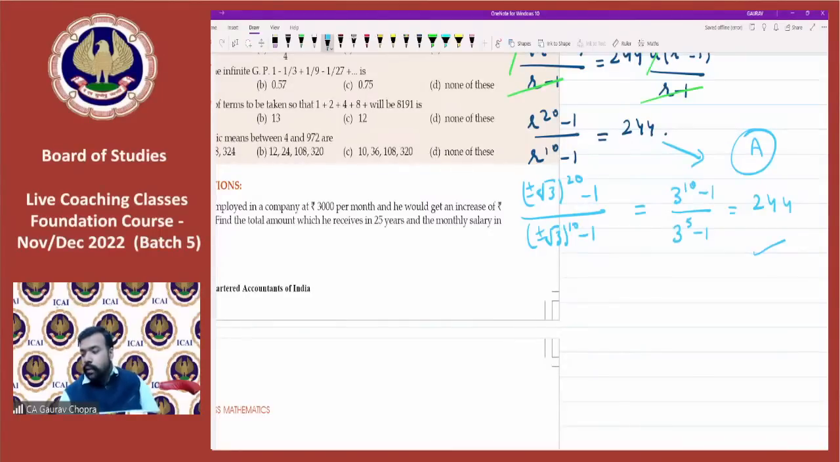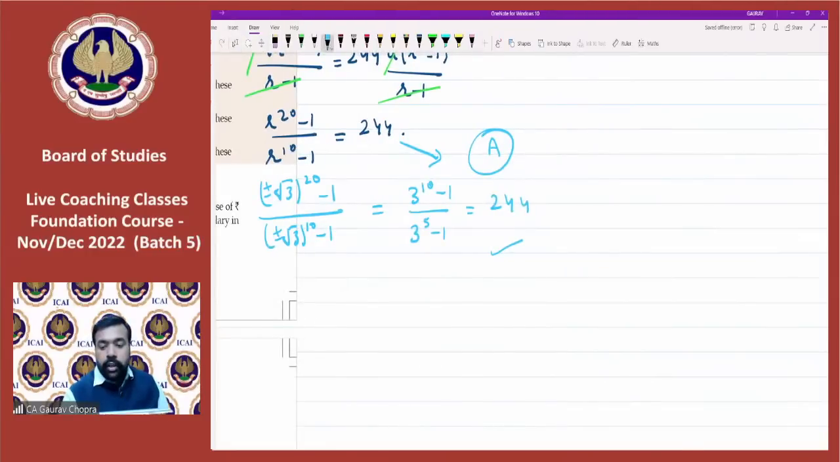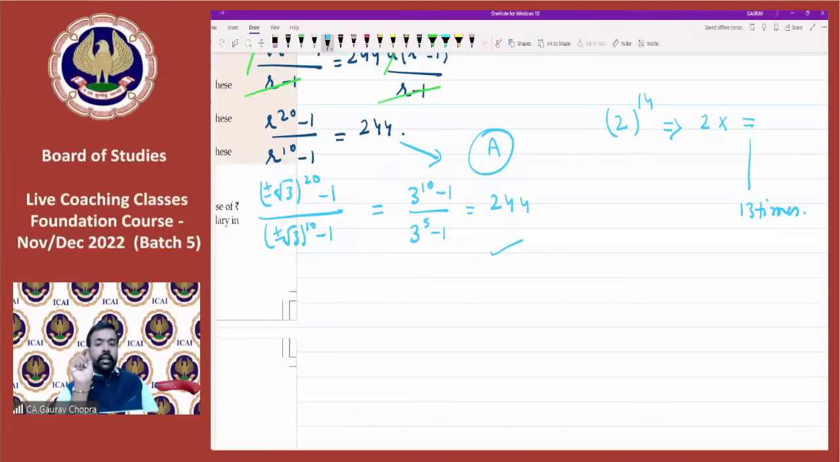Kanishka is asking how to calculate 2 to the power of 14 easily. See, I have told you this trick earlier also in the chapter time value of money. Whenever we have to calculate the power, you use the calculator to solve this. 2 multiply and then press equal to. How many times will you press equal to? If the power is 14, then press equal to for 13 times. You will get the result.